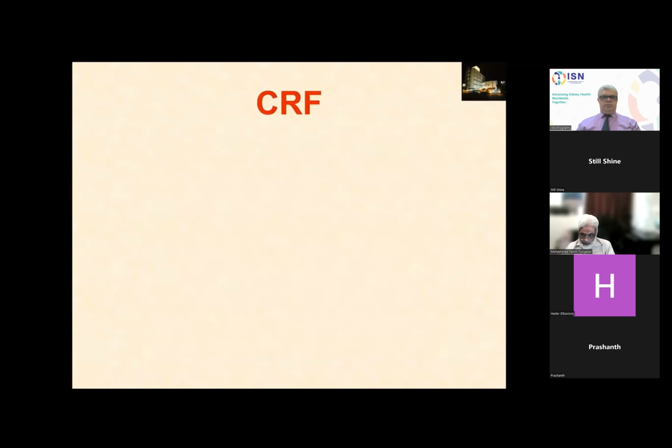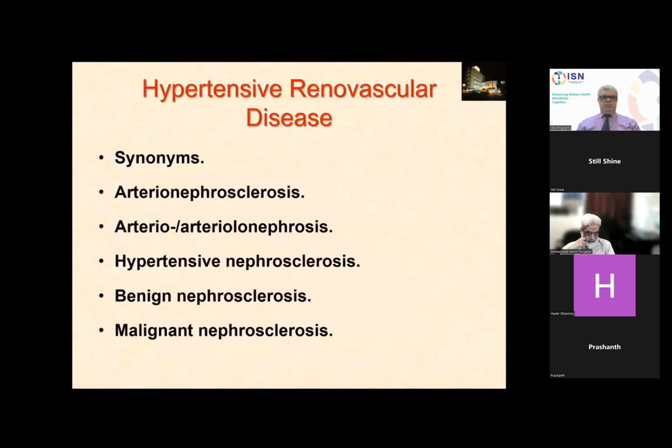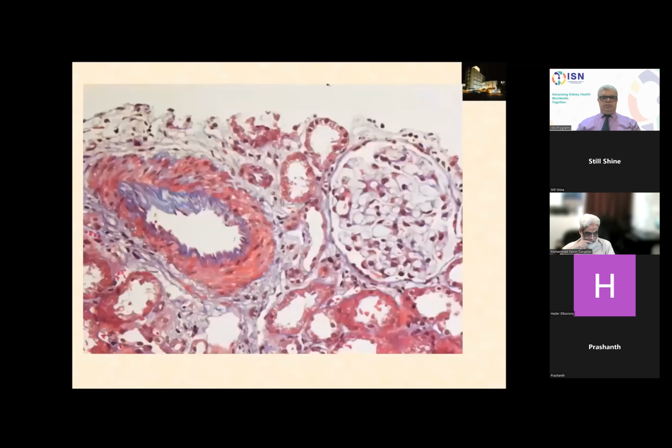The next group is chronic renal failure, where we have hypertensive renal vascular disease. And here we have an example of a hypertensive patient. This glomerulus here shows normal morphology.